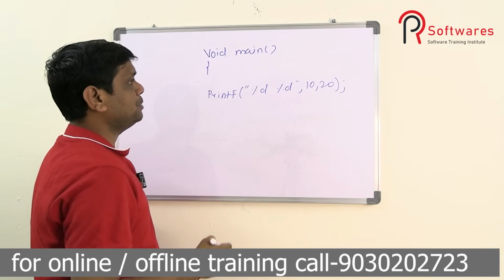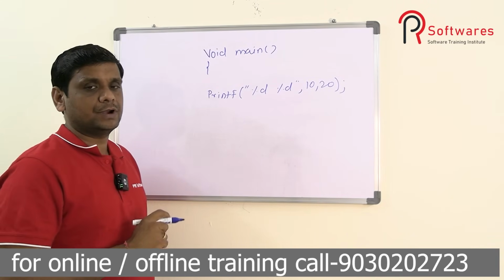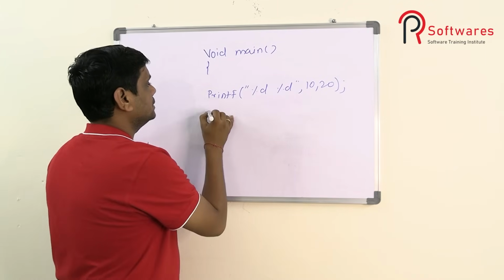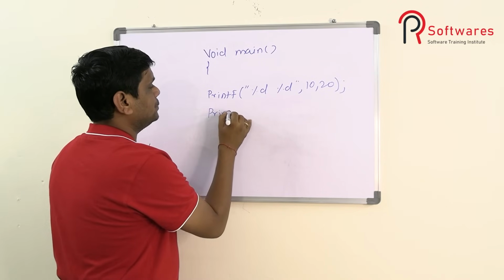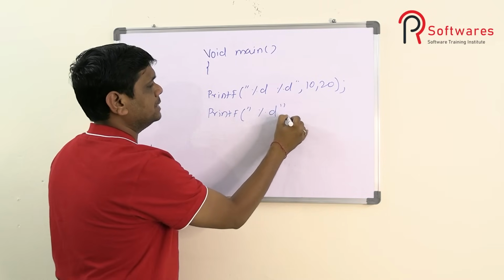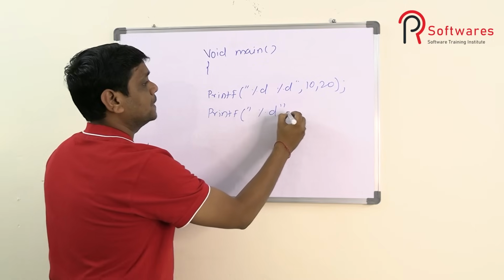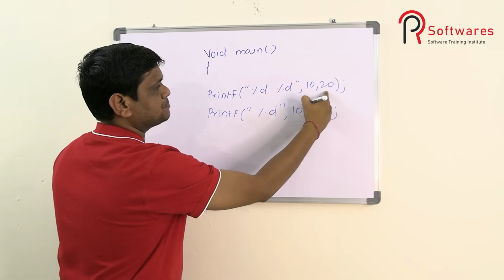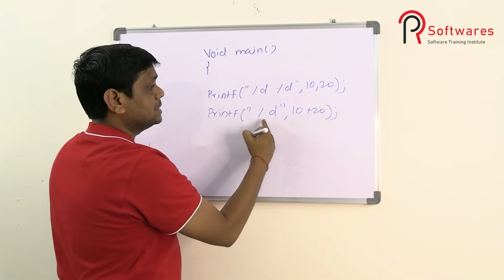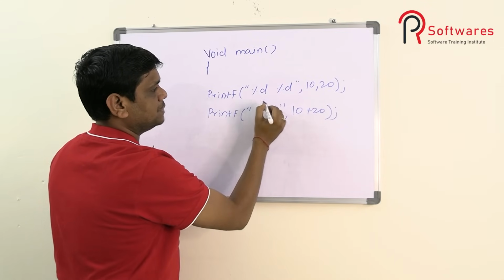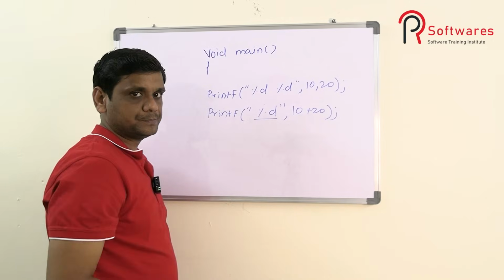Now, I want to print the sum of the two numbers. Let us say printf, sum of the two numbers. So I write sum. How many values will come? Only 1. I have already shown you in a practical way. So I write 10 plus 20. Here I am printing 10 plus 20, how much? 30. So you will get 30 on the screen, replacing the format specifier.